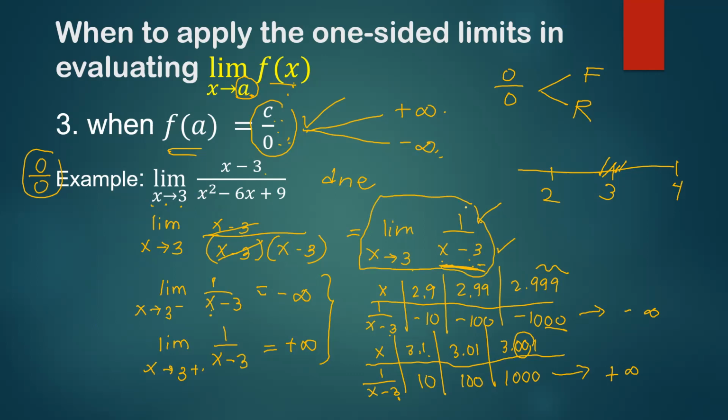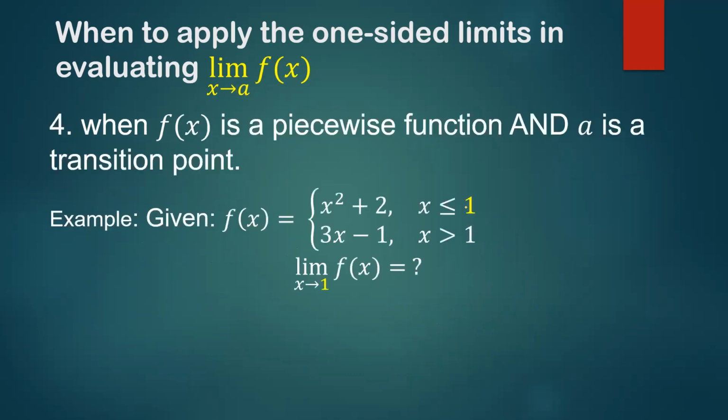Now, let's go to condition number 4, which is my favorite. When f of x is a piecewise function, the given function here is piecewise, and a is a transition point. Just like the f of x here, and the 1 here is a transition point. What do we mean by transition point? It's like a terminal, like in the LRT stations.